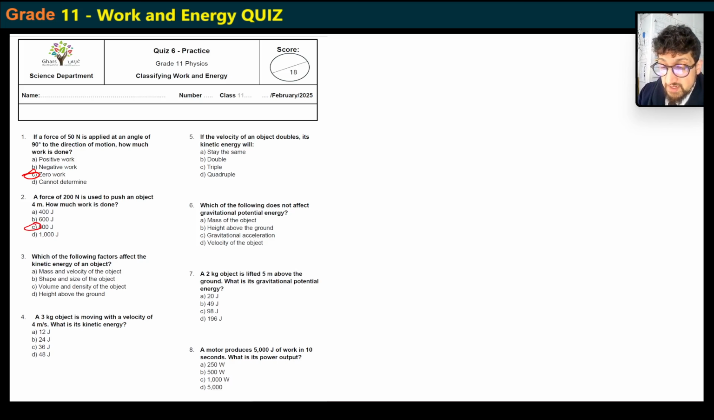Which of the following factors affect kinetic energy of an object? Kinetic energy is equivalent to half times mass times velocity squared. So we've got mass and velocity, most certainly. The shape, the volume, the density, the size, and the height don't matter for kinetic energy. The height matters for gravitational potential energy, but it does not matter for kinetic energy.